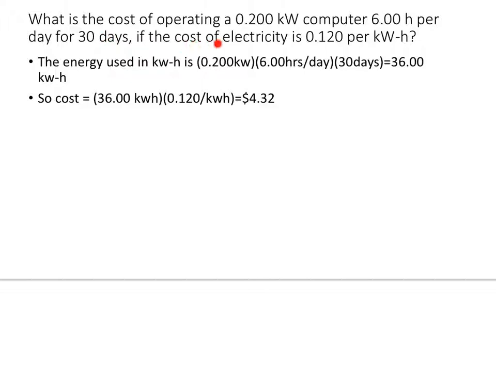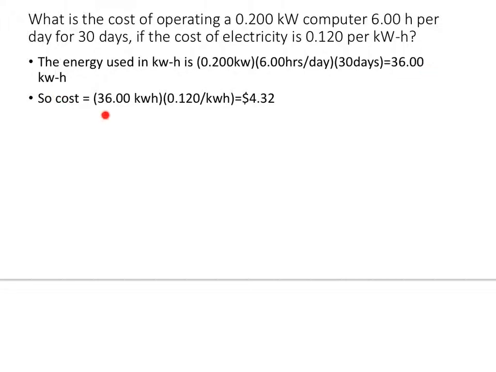And lastly, a very practical kind of problem here. What is the cost of operating a 0.2 kilowatt computer 6 hours per day for 30 days if the cost of electricity is 12 cents per kilowatt hour? So the energy used in kilowatt hours is going to be 0.2 kilowatts times 6 hours per day for 30 days. So if you multiply that all through, that comes out to be 36 kilowatt hours.